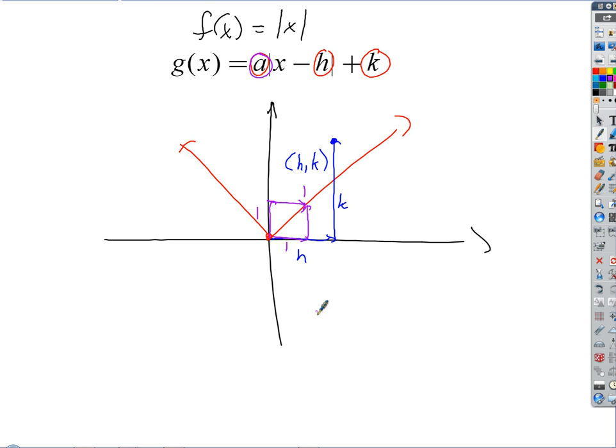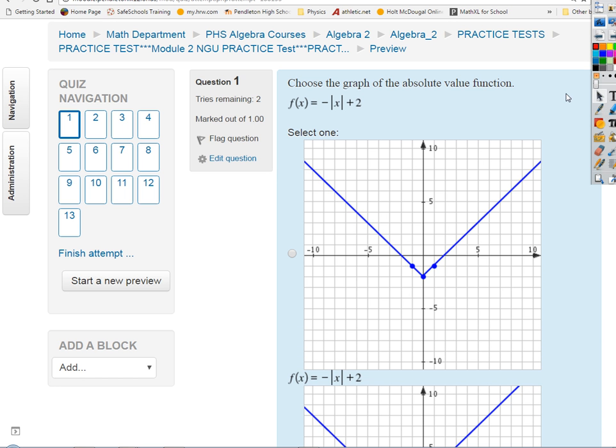So let's try that then. If we look at one of these problems, like this one, this time we're given the function. So we've got to just compare that to our parent function. So let me go back. Well, I'll just cut this thing. How about it?